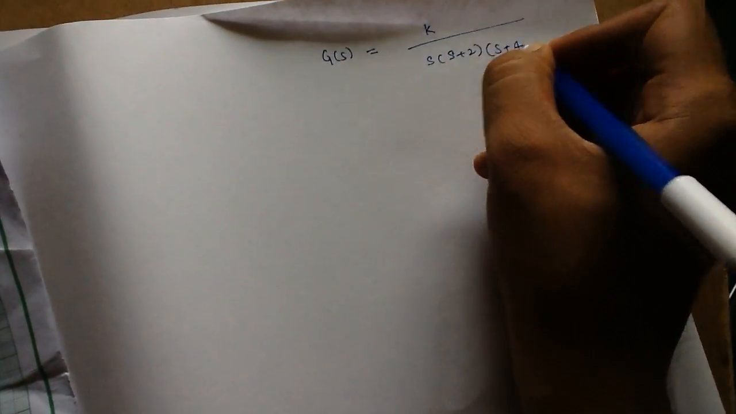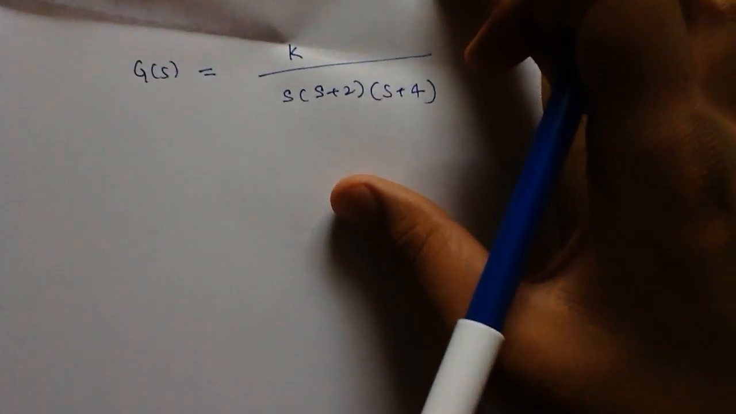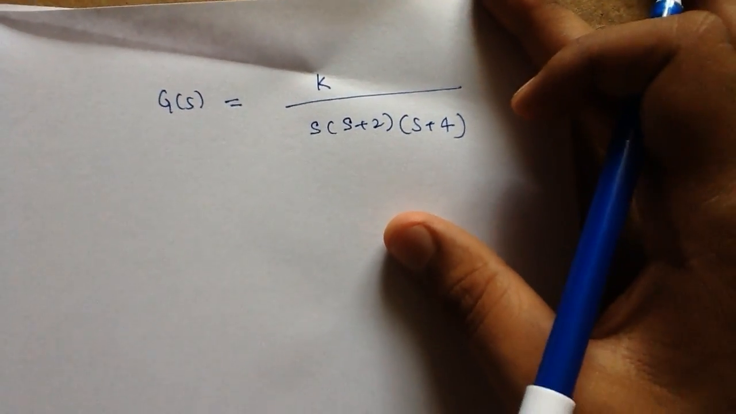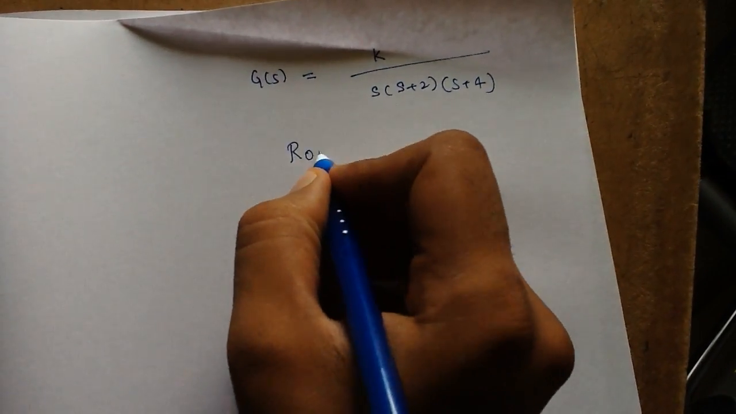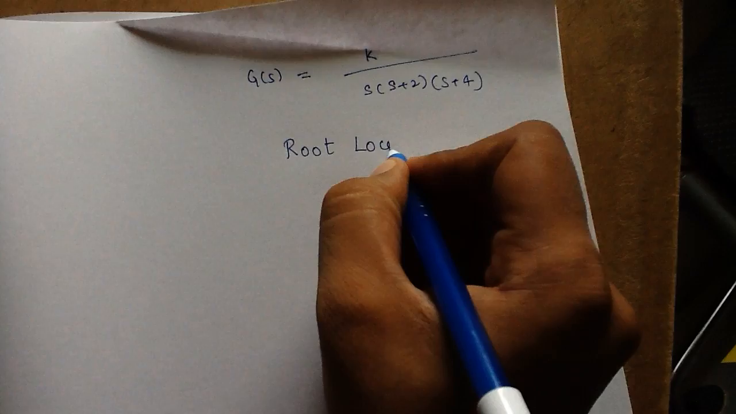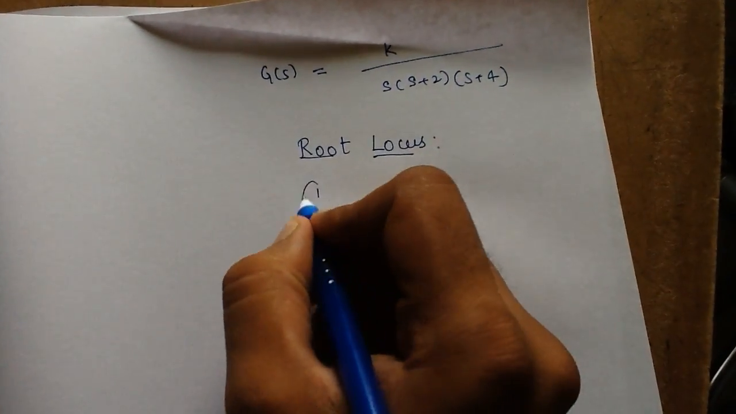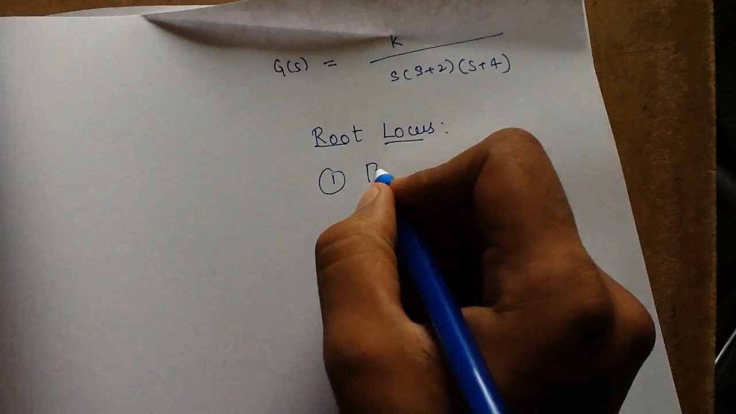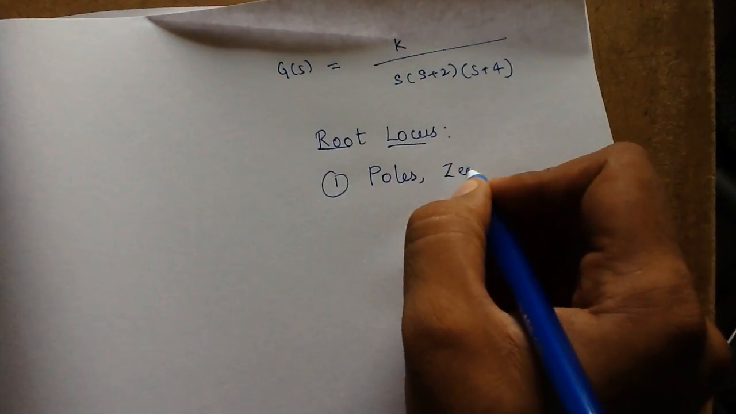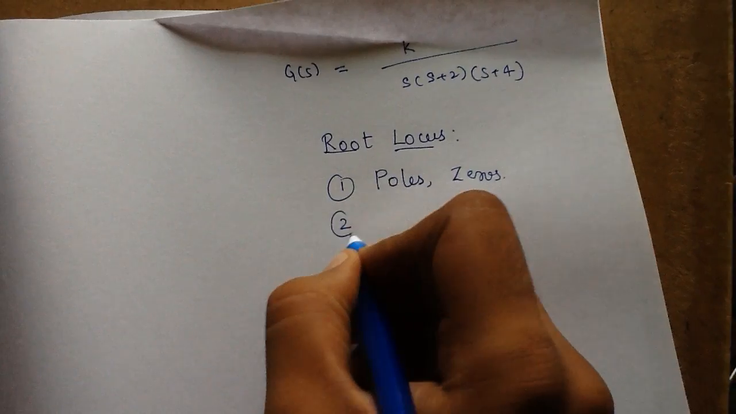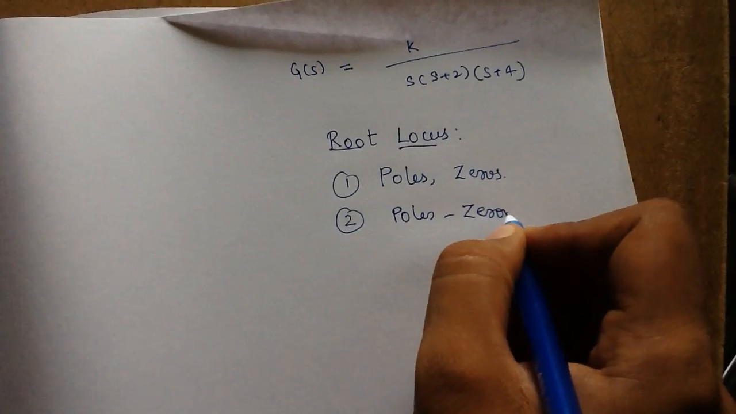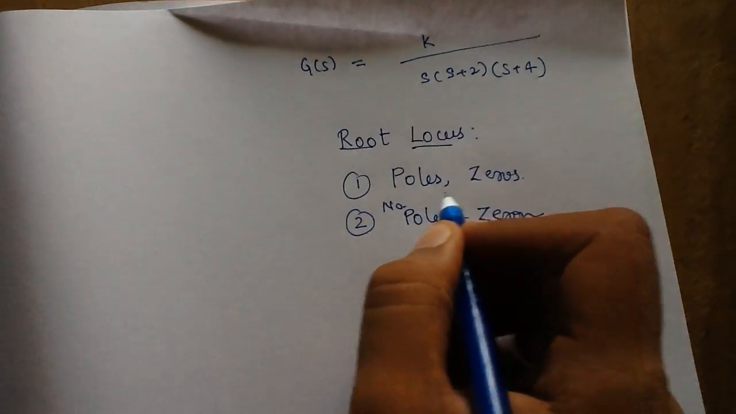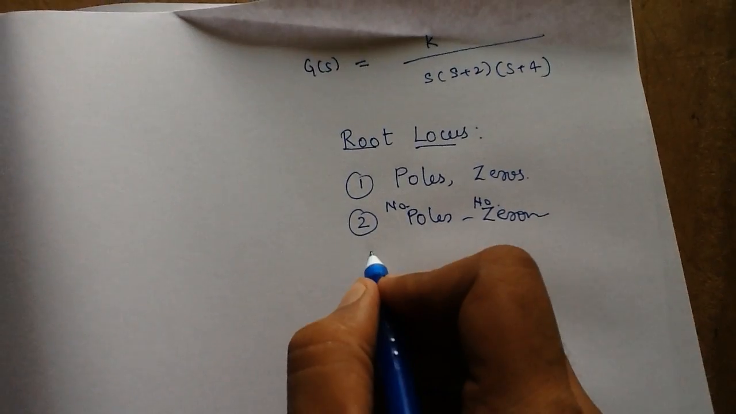G of s is equal to s into s plus 2 into s plus 4. So this is my transfer function that is given. I need to sketch the root locus for this transfer function. So to sketch the root locus, don't get confused. All you'll need to learn is a few rules. First, find out poles, zeros. Next, find out poles minus zeros. That is number of poles minus number of zeros.